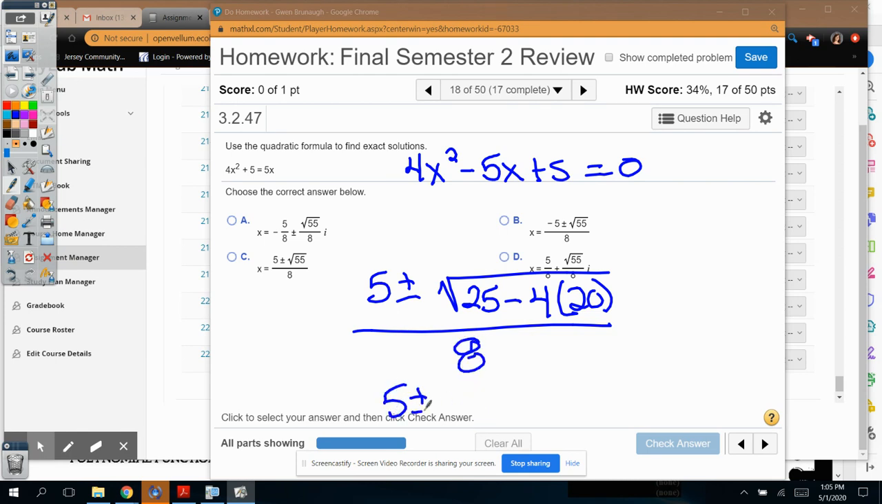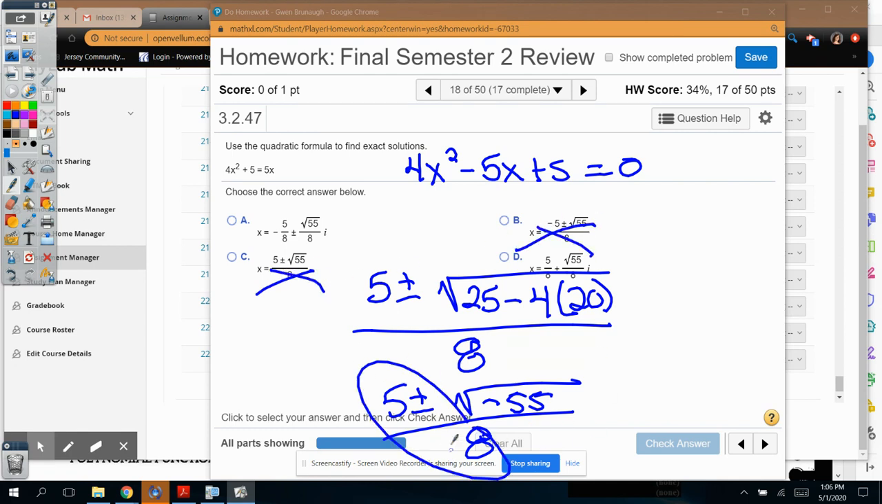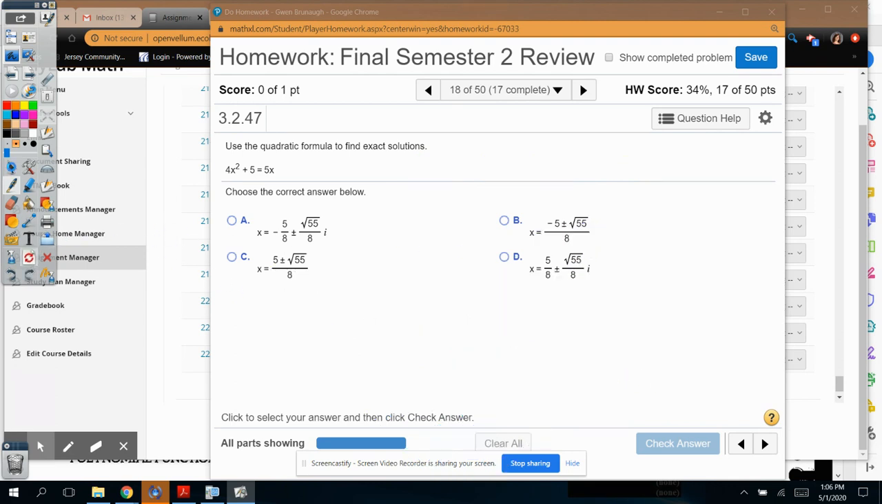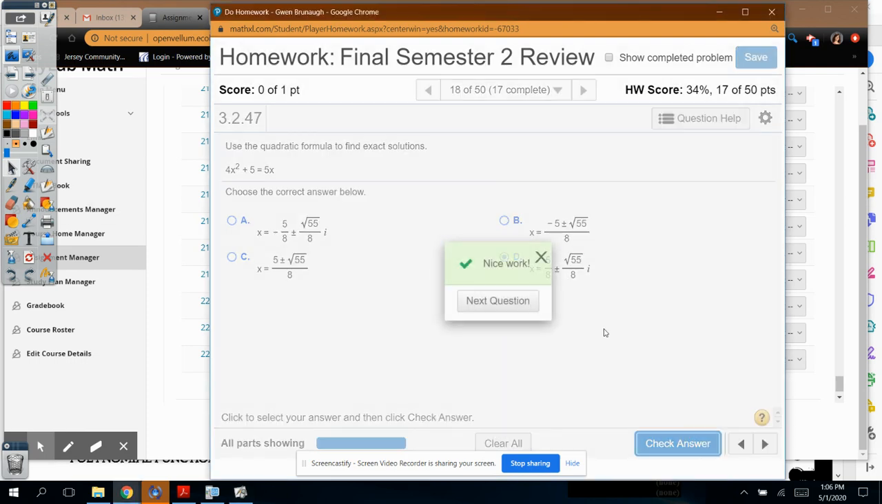So that's 5 plus or minus the square root of 25 minus 80. 25 minus 80 is negative 55, over 8. You can't have that negative there, so that's where this i is coming in. So there will be an i. You love math here, so you have 5/8 plus or minus i square root of 55 over 8. So the choice here is D. The other one had a negative 5/8.